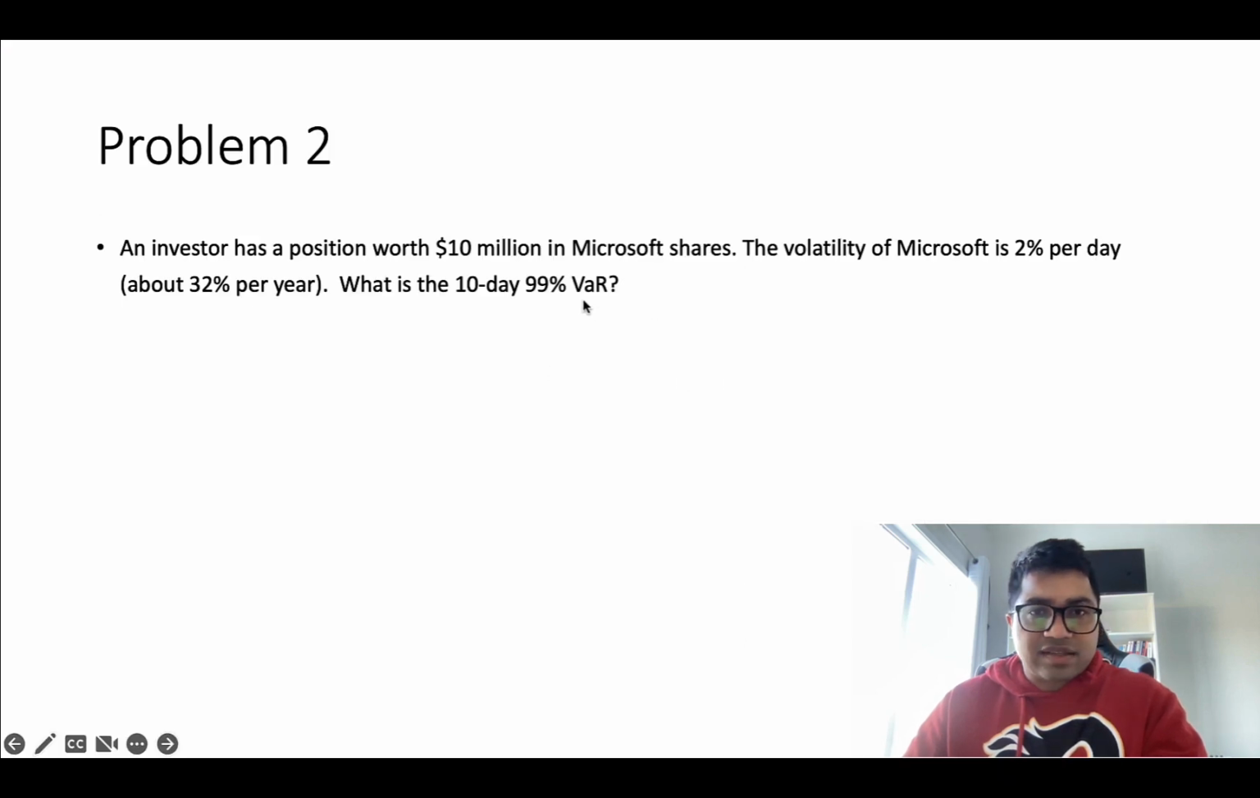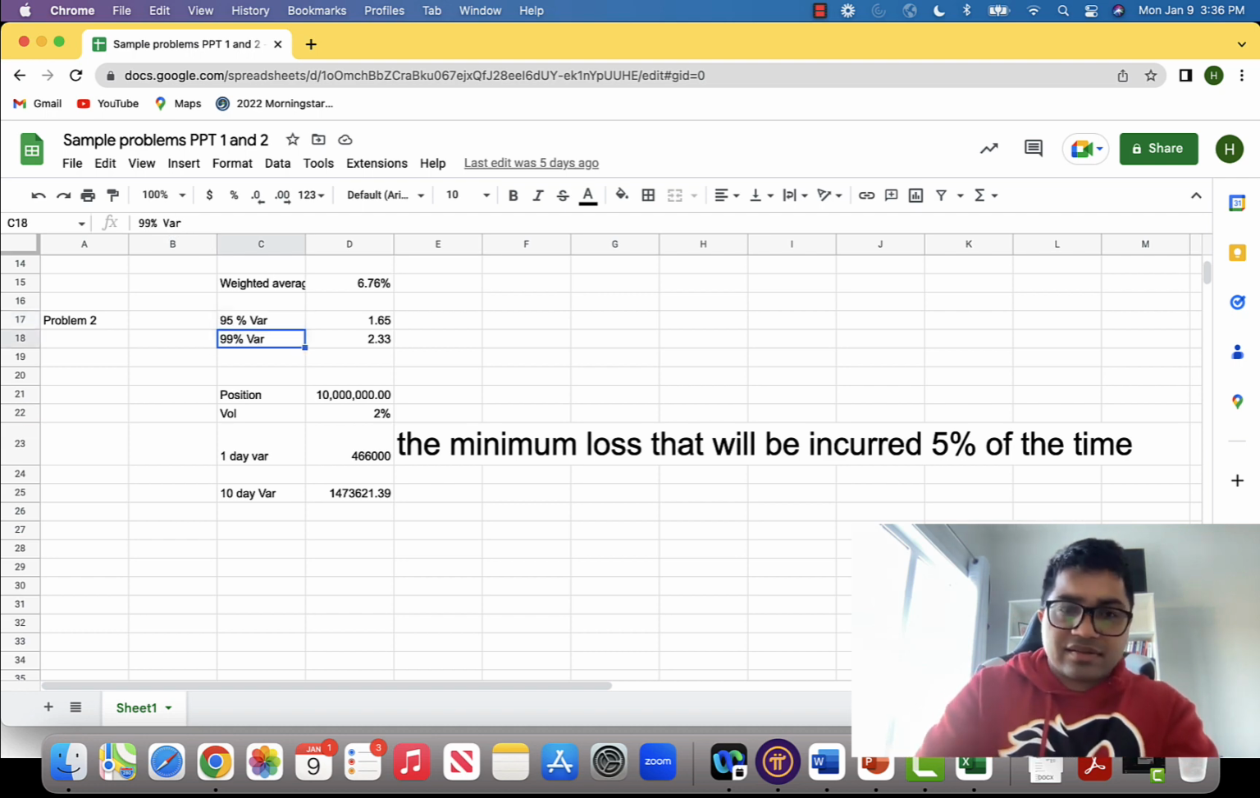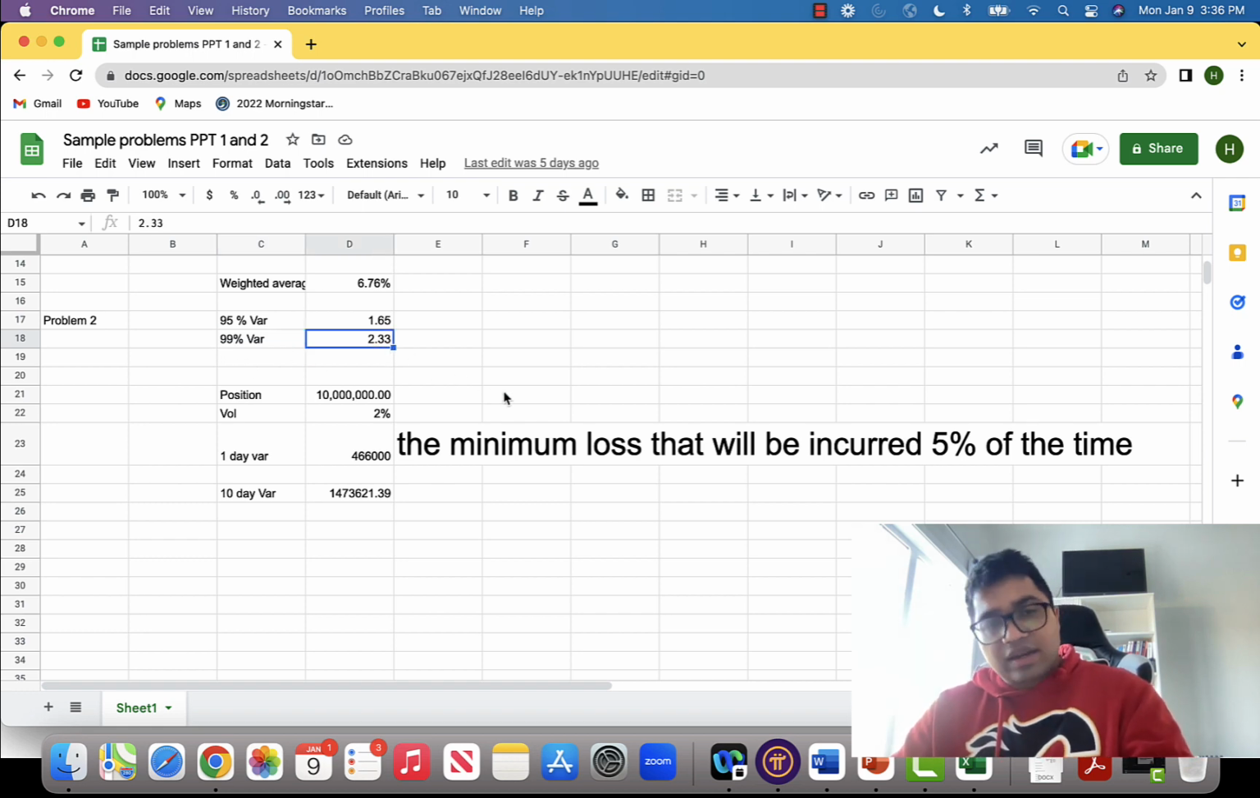First of all, they're asking you for 99% VaR, not 95%. So this is the z value for 95% VaR, and this is the z value for 99% VaR. So if you are given 99% in the question, you use 2.33. If you are given 95%, you use 1.65. Okay, so position size is $10 million.